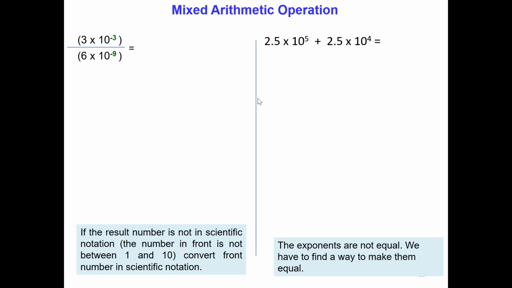Now we want to solve a few more problems that involve a number in scientific notation. Let's divide 3 times 10 to the power minus 3 by 6 times 10 to the power minus 9. And we divide the numbers first. And we need to divide the power of 10.